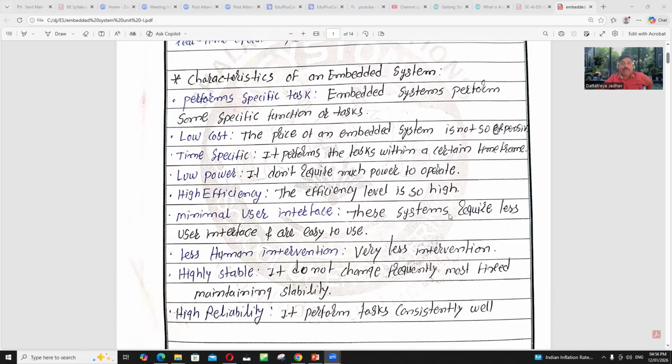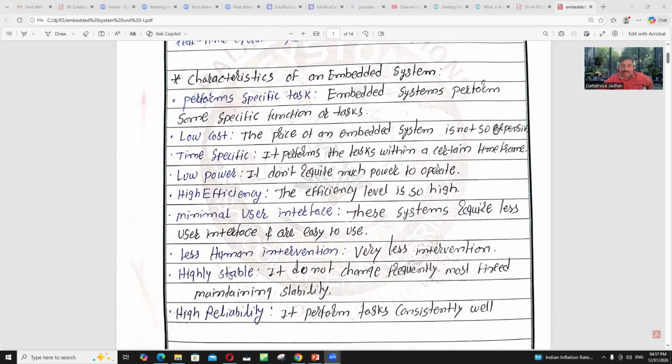Next, minimal user interface. There should be a minimal user interface. The system requires less user interfacing and is easy to use. Considering that parameter, it should work on its own, with a requirement of minimum user interface. It may need to interface with another system and be easy to synchronize with other systems, or there may be no requirement of interfacing.